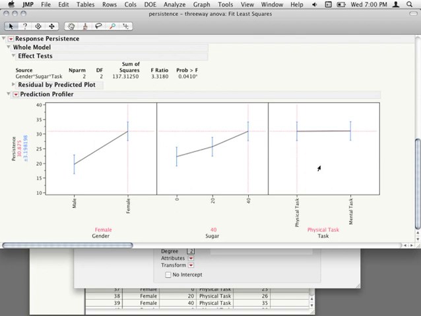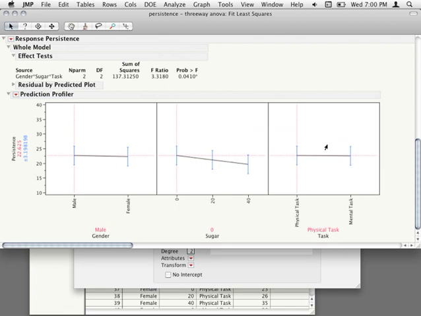Now let's look at the two-way interaction between sugar and task for males. Males at 0 milligrams do about the same at the physical and mental task, which is different from the females. But then at 20 and 40, the difference between tasks gets larger and larger. So the effect of sugar is essentially to make the mental task easier for males, but really not do much for females. In fact, it levels out. So the effect of sugar becomes nothing on the physical task difference versus mental task.